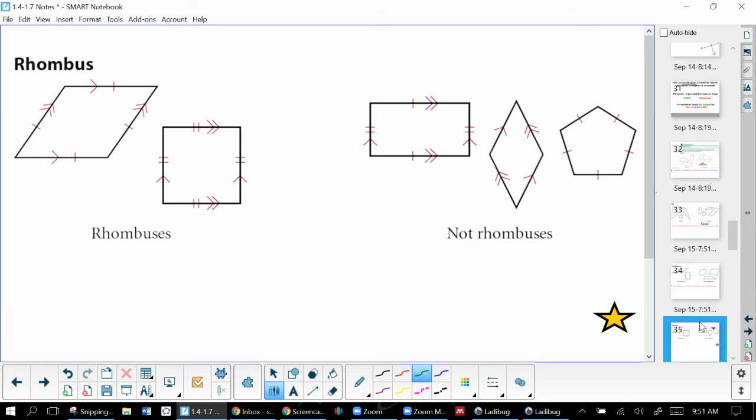Okay, next up we've got the word rhombus. Take a look at those 2 that are rhombuses and those 3 that are not rhombuses and see what you think.